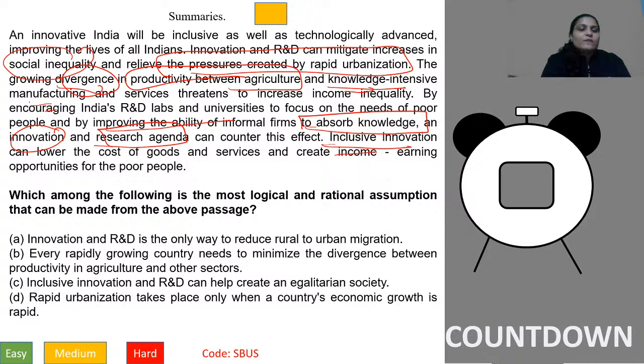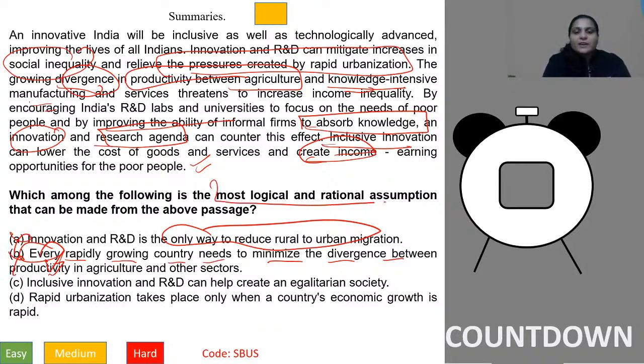And inclusive innovation will help in reducing the cost of goods and services and create income, thereby creating a more equal or egalitarian society. Option A: innovation and R&D is the only way to reduce urban migration. The passage does not mention that. For option number B, every rapidly growing country needs to minimize the divergence. No, it has not written that. The word every itself makes the option wrong.